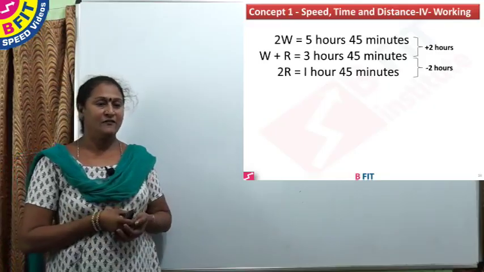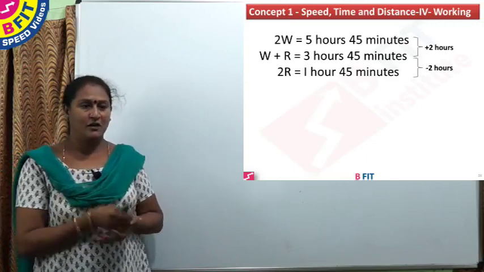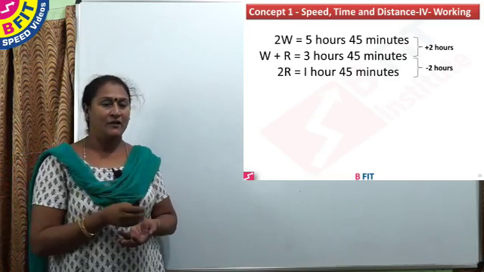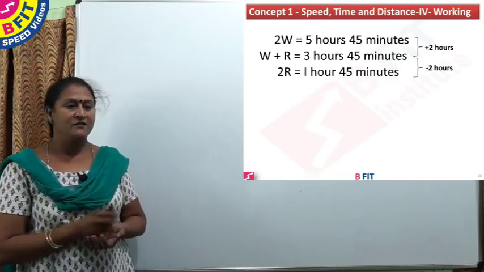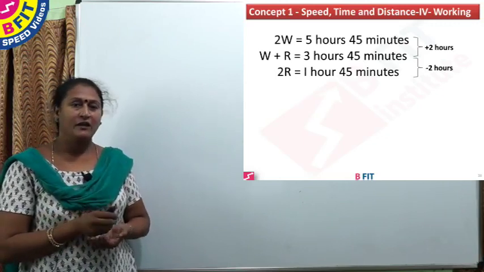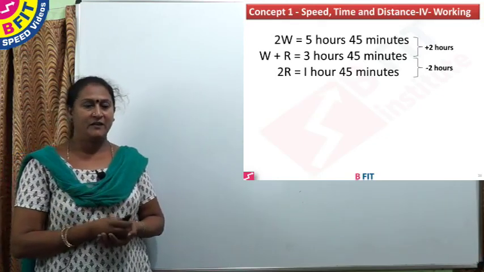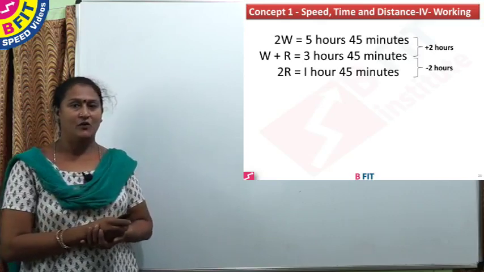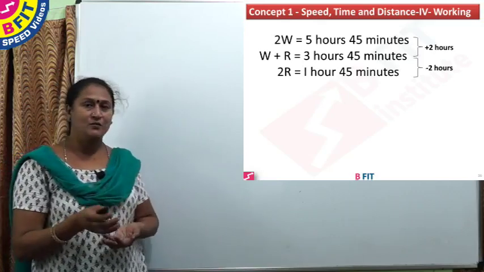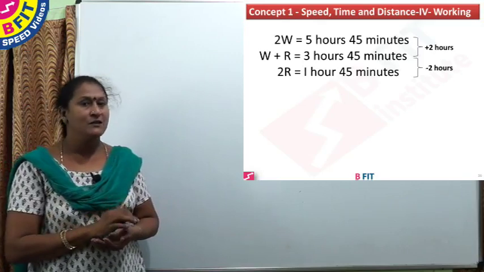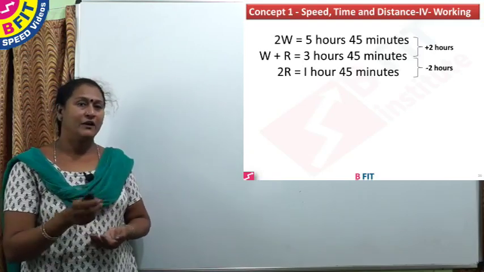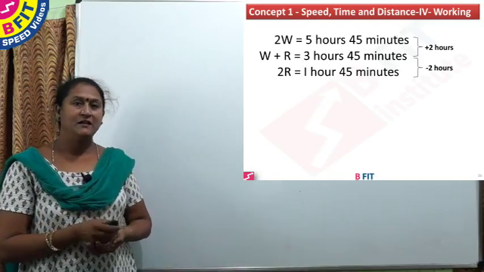So here the working will be, and you can say this is a shortcut also. When he walks both ways, time taken is 5 hours 45 minutes. Walking and riding is 3 hours 45 minutes. He has taken 2 hours more when he walks both ways. So when he rides both ways, he will take 2 hours less. So the answer is 1 hour 45 minutes. So we'll see the next concept.